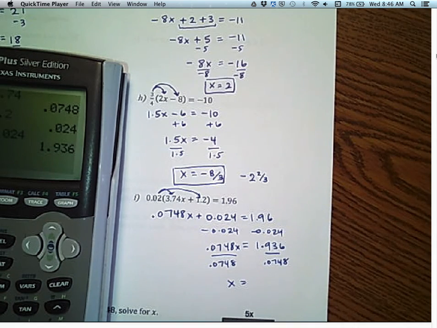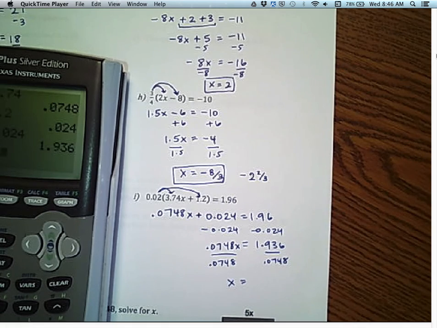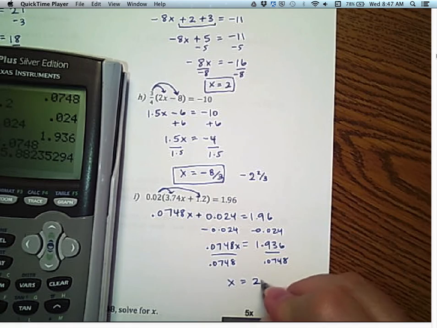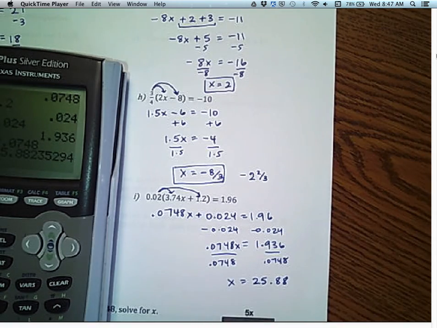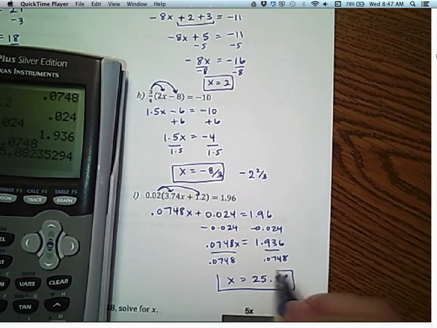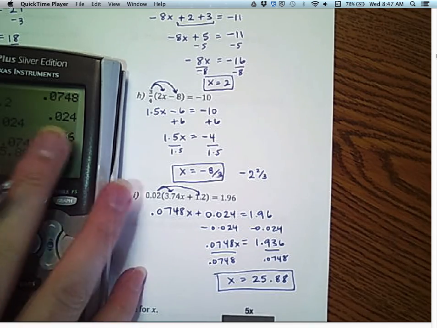So 1.936 divided by 0.0748. All right, so we're seeing who can pay attention to details. We're going to go to 2 decimal places here. So 25.88. It is a decimal problem, so I'm okay with a decimal answer rounded off. All right, so x is 25.88. Okay, so decimals and fractions, even those are not too big of a deal.